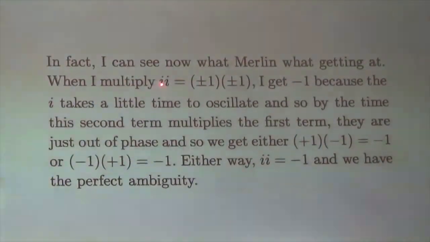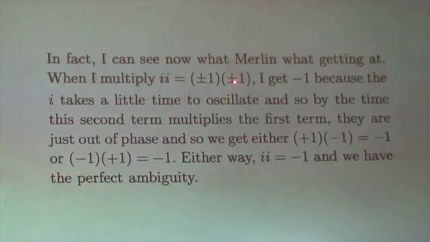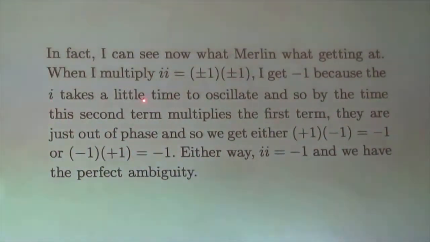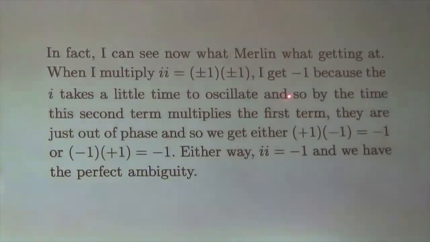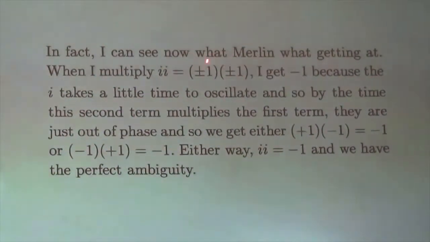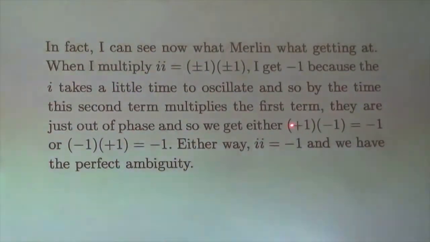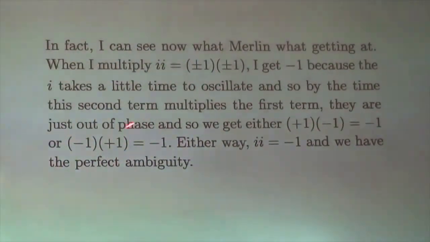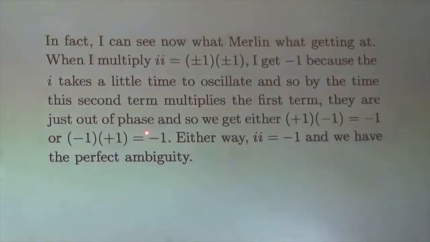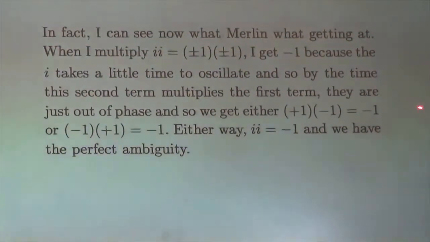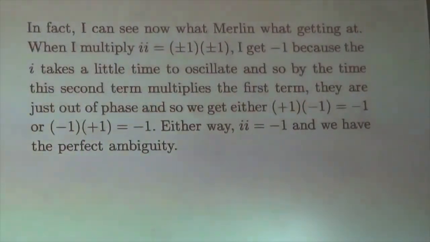When I multiply i times i, plus or minus 1 times plus or minus 1, I get minus 1 because the i takes a little time to oscillate. And so by the time the second term multiplies the first term, they're just out of phase. And so we either get plus minus equals minus, or minus plus equals minus. And either way, i squared equals minus 1. And we have this perfection of ambiguity by adding the phase in the right way.